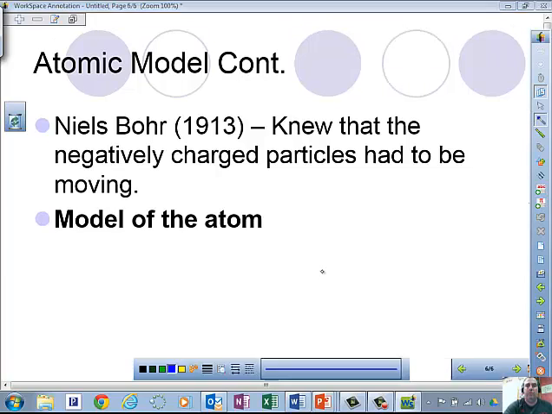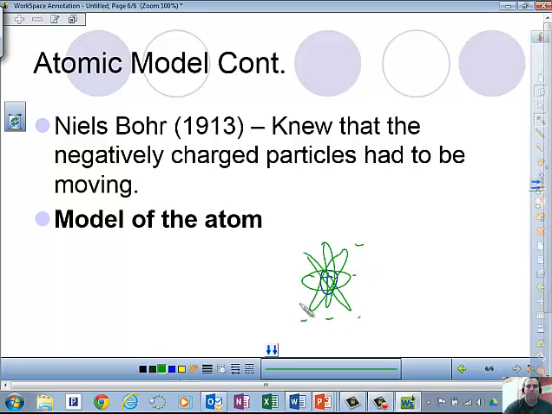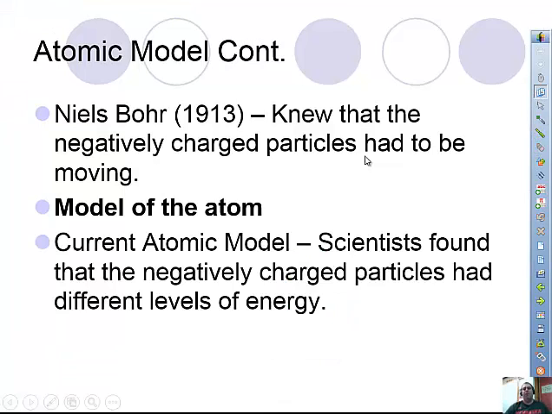So again, we're still going to have those protons in the middle, but what he said now was this. Those electrons on the outside were going to be moving. Each of these is going to be the negatives on the outside, still with the positives in the middle. We're still going to have those positives located right here in the center, but he now had these electrons moving around the outside.